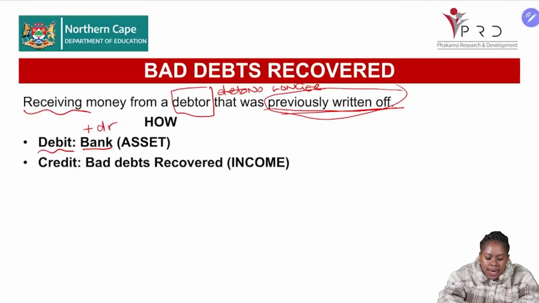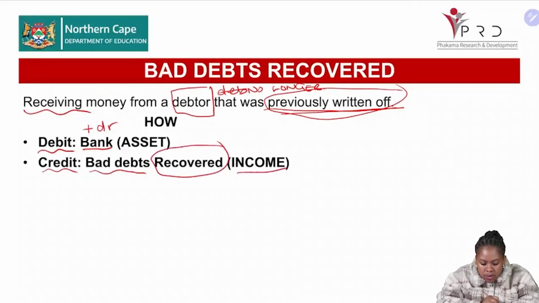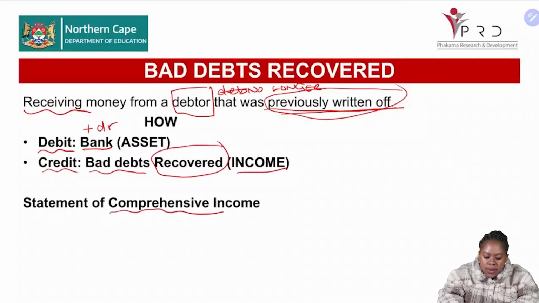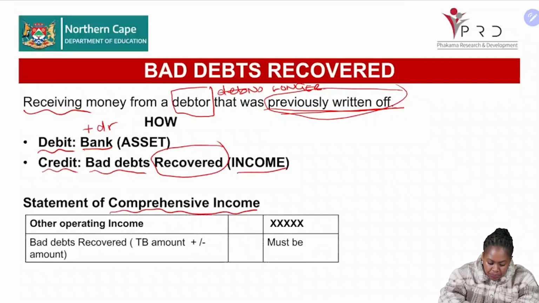Why did the bank receive money? Because there was a bad debt that has been recovered. This is an income account. So those are the two accounts that are affected. All right. We are not putting our debtors control anywhere. Okay. It's only the bank and the bad debts recovered. That's it. Okay. Then how do we show it in our comprehensive income statement? We are going to take the trial balance amount. We are going to add the amount that is supposed to be added there, the bad debt that was recovered. So if we recovered 1,000 Rand, then we're going to add 1,000 Rand.